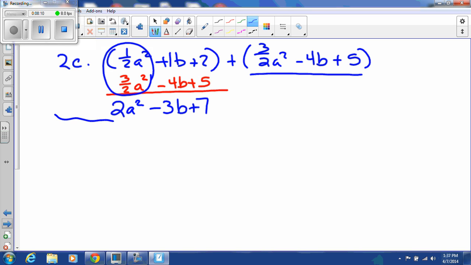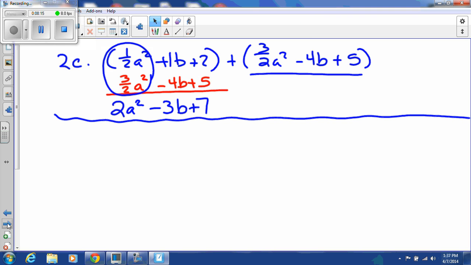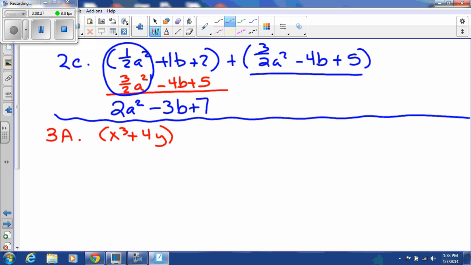I have one more level of examples to show you, and that is using subtraction. The thing to remember when you're subtracting is that when you subtract, you're adding the opposite. So in this third level of examples, we're going to rewrite our second polynomial as addition. X cubed plus 4y minus 2x cubed, we're going to rewrite as x cubed plus 4y plus a negative 2x cubed.